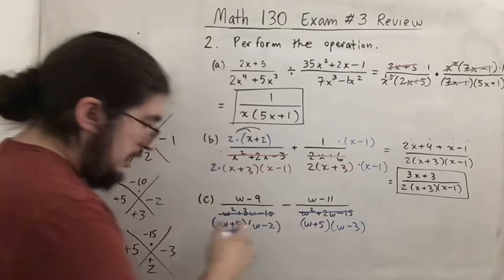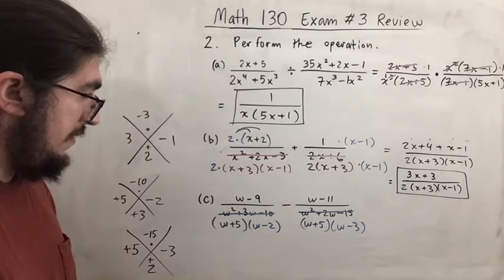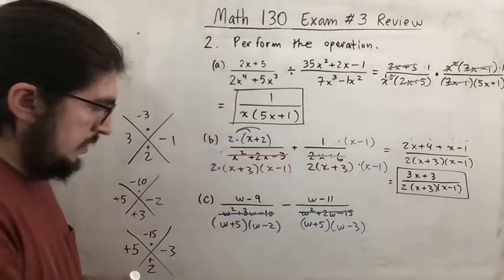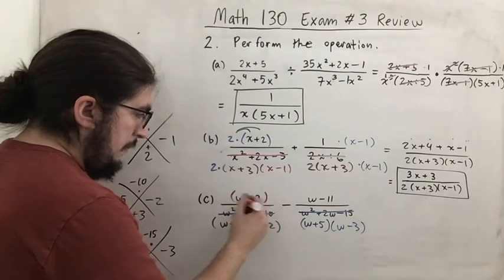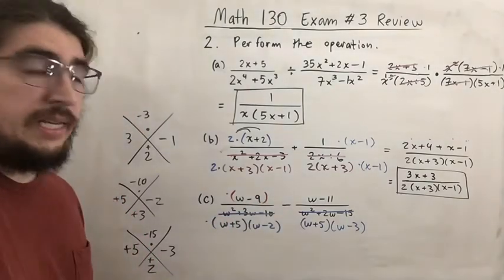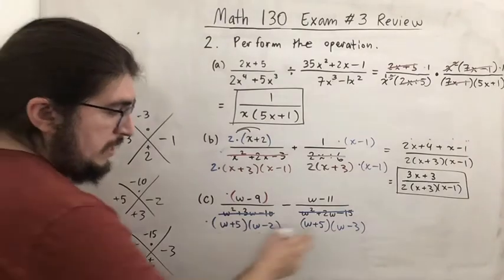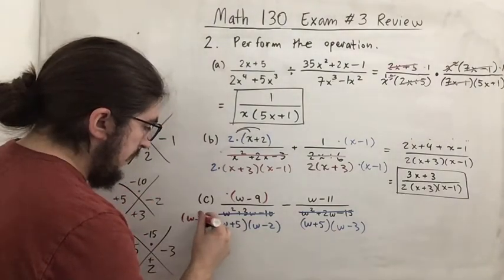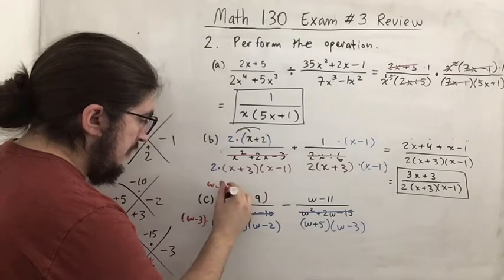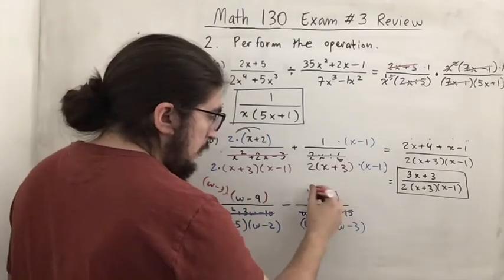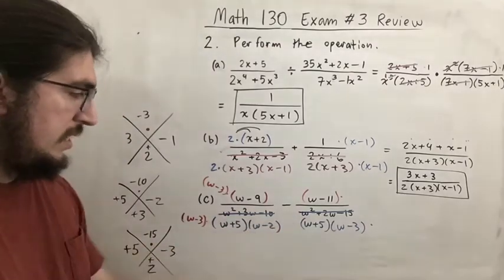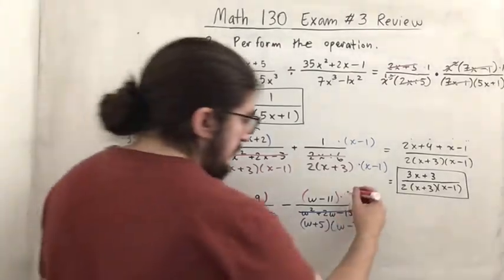And again, they share a common factor of w plus 5, which doesn't always happen, but it's nice when it does. Okay, so I need to multiply this one top and bottom by what? Let's see if we can see it. Well, from the other one, it needs the w minus 3, so we need to multiply top and bottom by w minus 3. Perfect. Here, multiply top and bottom by the factor that this has that we don't have on this side, which is w minus 2.